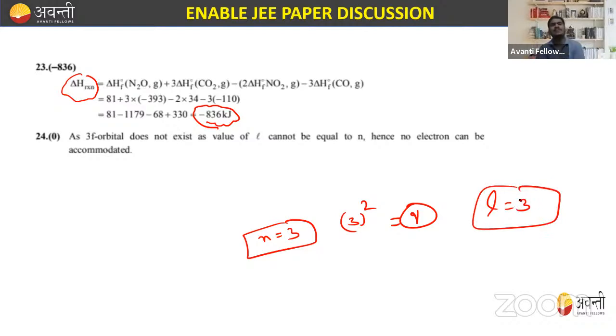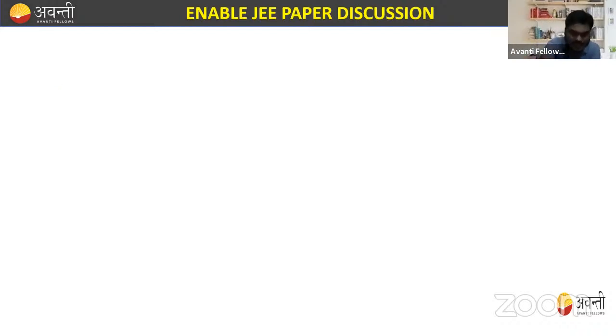As the 3s orbital does not exist... Does it ever happen? You have heard of 3d, 2p, 1s, but you have never heard of 1d or 1p. In the same way, beta, 3f is nothing. So as the 3f orbital does not exist, the value cannot be justified, and hence no electron can be accommodated. Right, no electron can be accommodated.